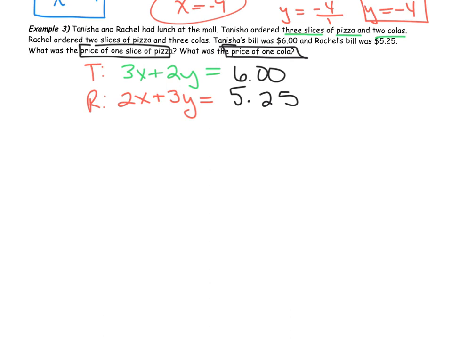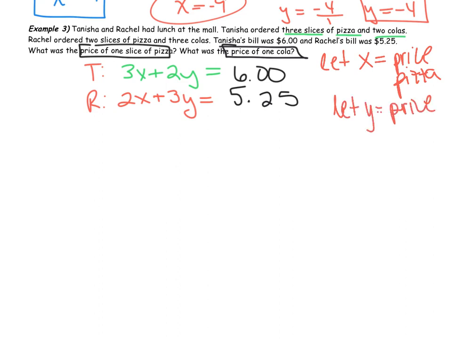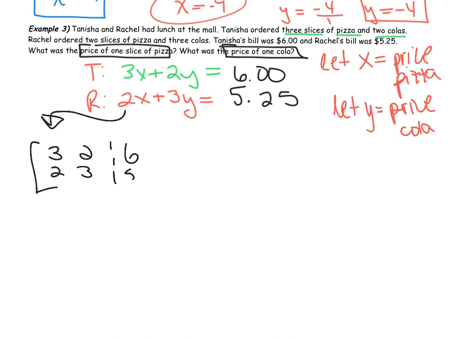So very first thing though, guys, I'm going to be a little nitpicky here. You need your let statements. Just let x equal price for pizza. And we're going to let y equal price for cola. Okay, so we have to come up with our augmented matrix. So I'm going to write that over here. We've got 3, 2, 6, 2, 3, and 5.25.